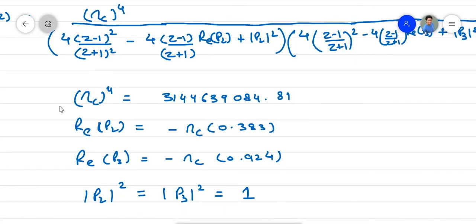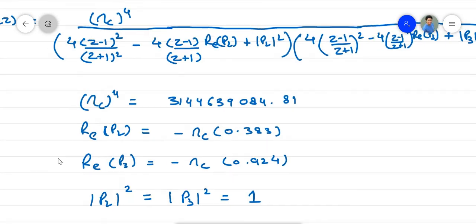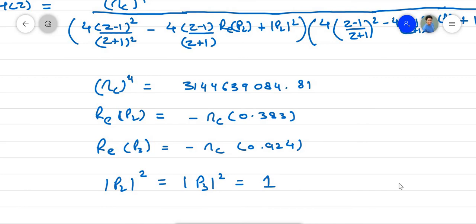Then we can evaluate this expression by substituting all these values in this equation, and solving this equation in the normalized form will give the value of H(z), which we have already found out. So that's all for this lecture. Thank you.